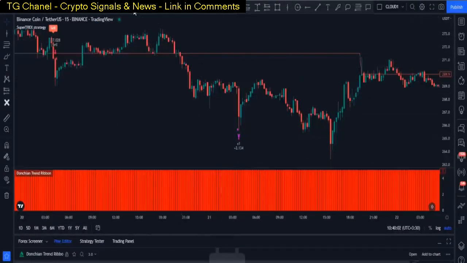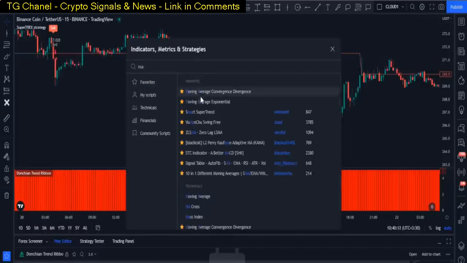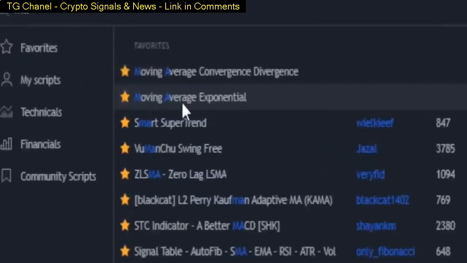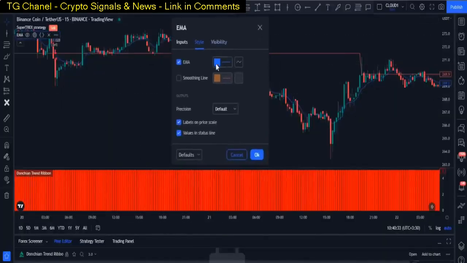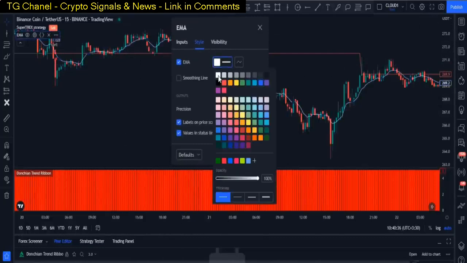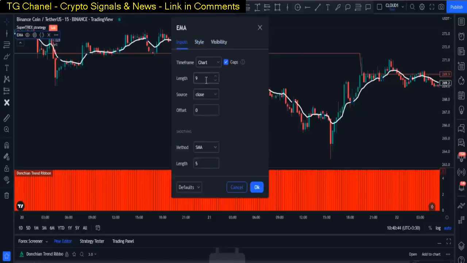So in the Indicators tab, we'll look for the moving average indicator and apply the moving average exponential to our charts. Next, we open EMA settings and change some things up. First, in the style tab, change its color to white and make the line a little bolder. Then in the input section, change the length from 9 to 200. Also, make sure the method is on the SMA option. Now we can close the tab.